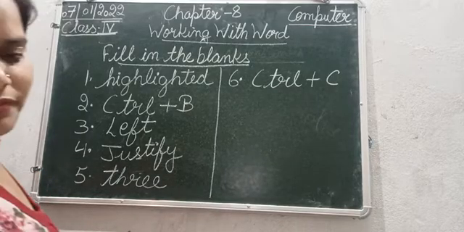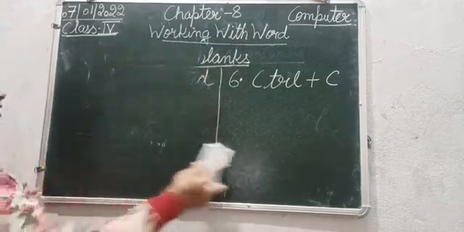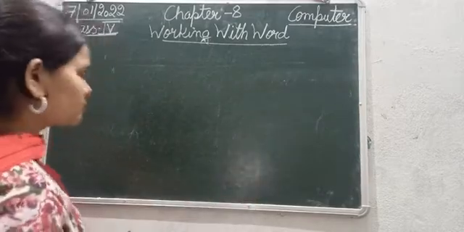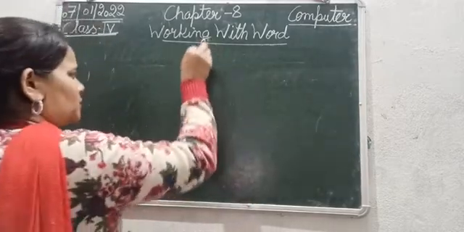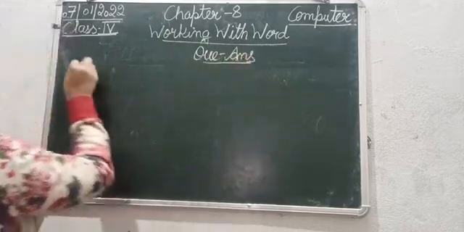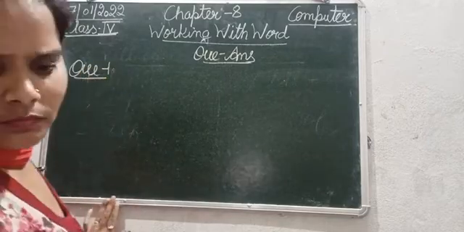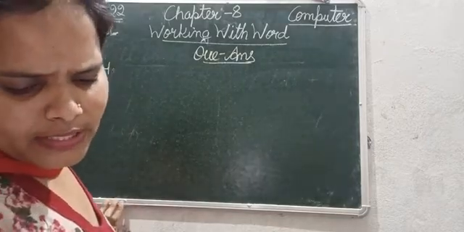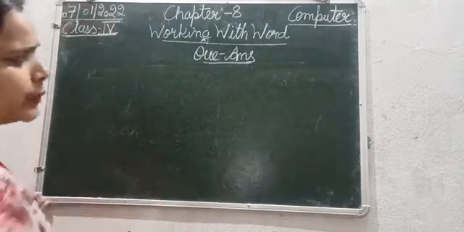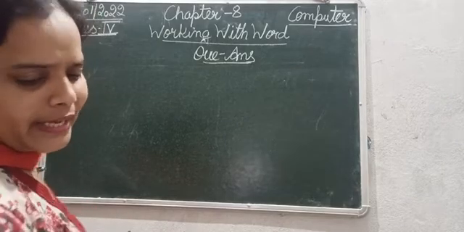Moving next, now after this we are having the question answers. Now we are moving to the question answers of chapter number 8. So the first question is, what is the use of formatting text? So the question is already there, so you can write the question from the book. What is the use of formatting text?